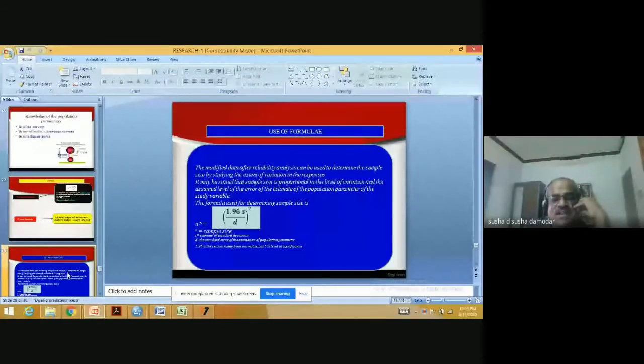1.96 standard deviation divided by d square. By applying this particular formula, we can fix the optimal sample size against the data furnished by the respondents in the pilot study. What is the assumption here? What is the logic here?